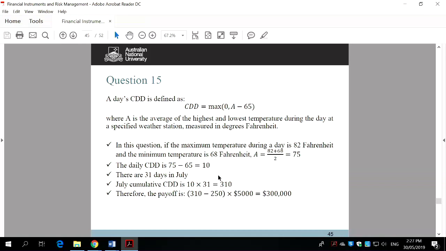And because there's 31 days in July, that's 10 degrees, your daily CDD, multiplied by 31 days, so that the cumulative one is 310. So the cumulative CDD for July is 310, and our strike price is 250, right? So 310 minus 250, then multiplied by the multiplier, you'll be compensated 300,000 by holding this call option. Does it make sense?